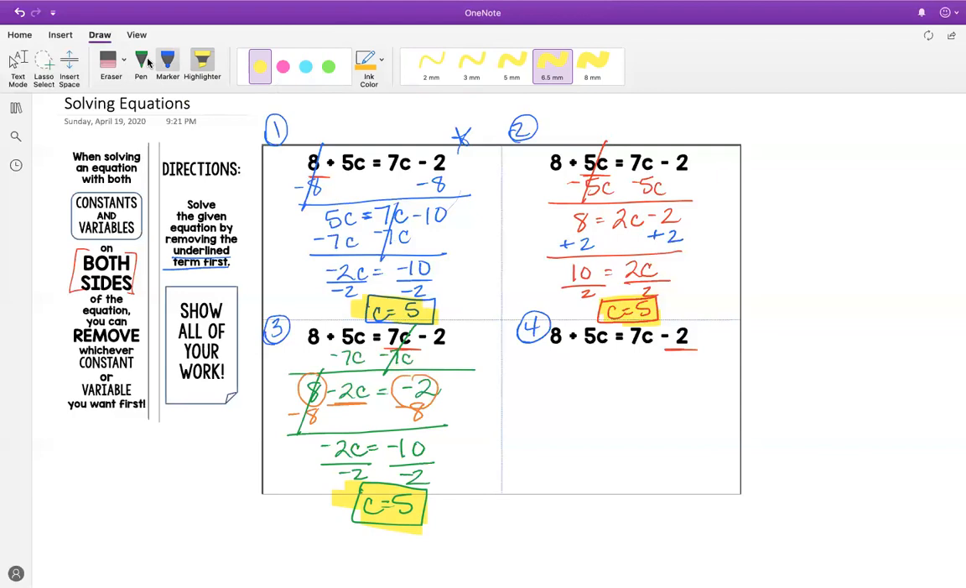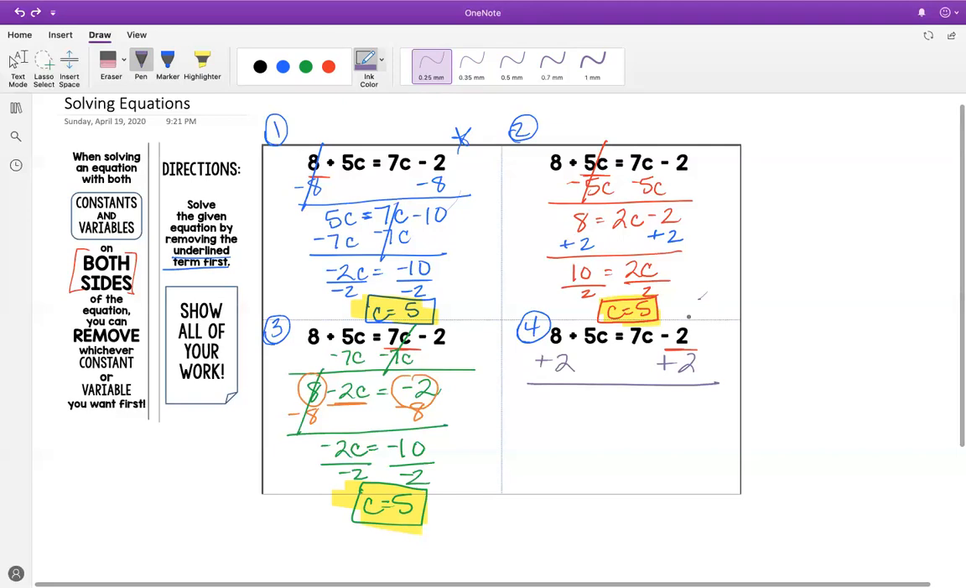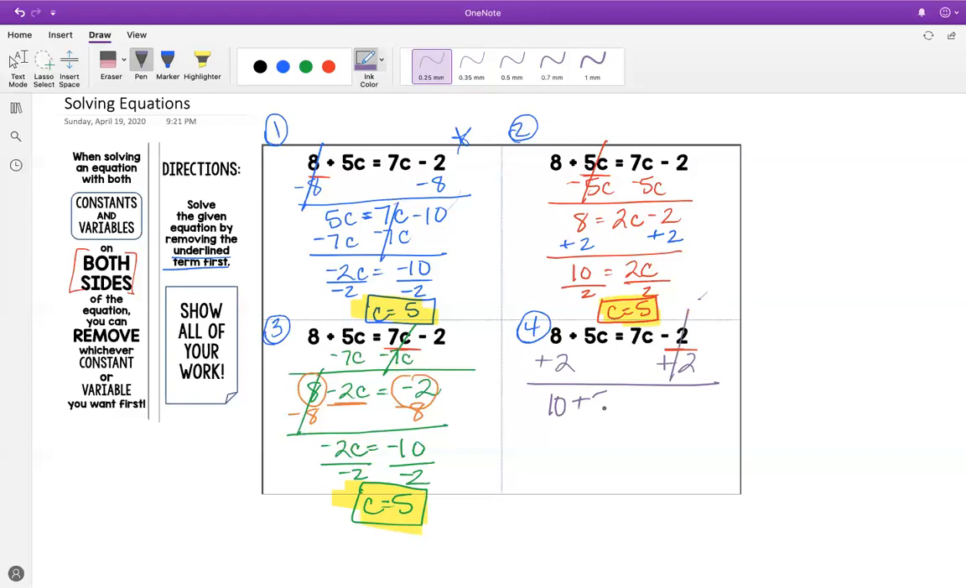All right, and our last one, keep it fun color. All right, we're going to start with this negative 2. Where did my pen go? There it is. Okay, so since it's a negative 2, we're going to add 2. And I'm going to add that to its like term, which is this 8. I wouldn't add it to the c, obviously, because that's not the same term. Those cancel. 8 plus 2 gives me 10, plus 5c equals 7c.